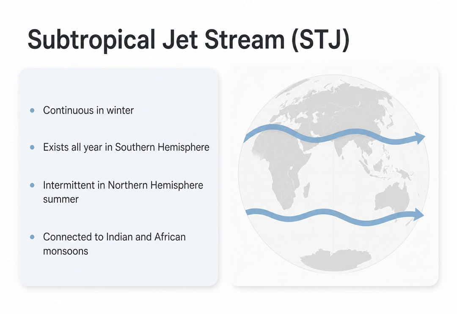Looking closer at the subtropical jet stream, or STJ, we find it is nearly continuous in both hemispheres during winter. In the southern hemisphere, it persists all year round. However, in the northern hemisphere, it migrates north during the summer and becomes intermittent.